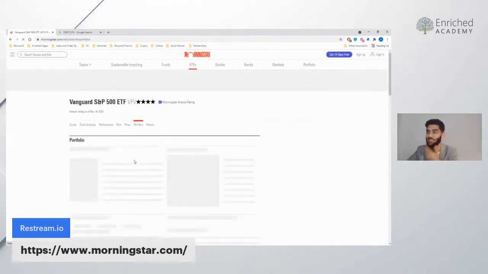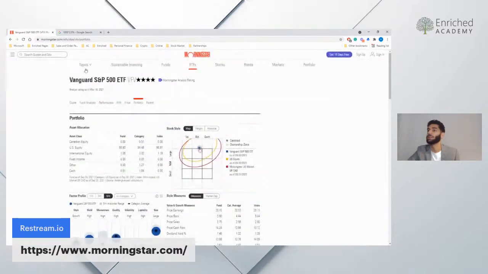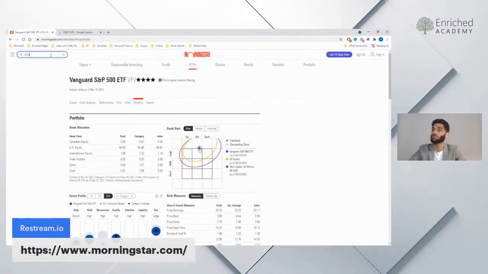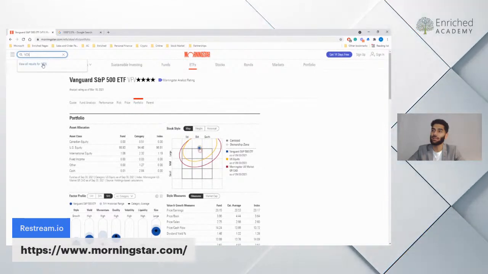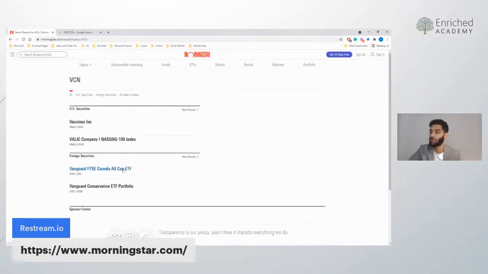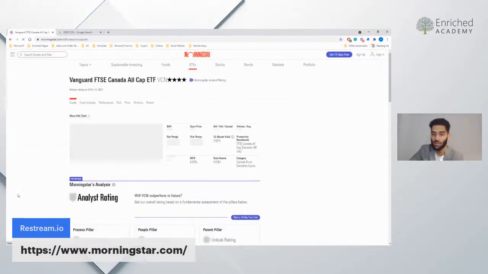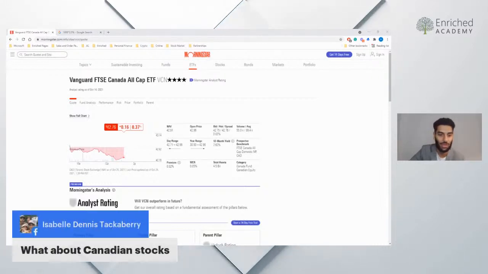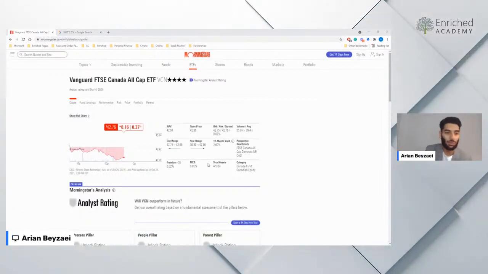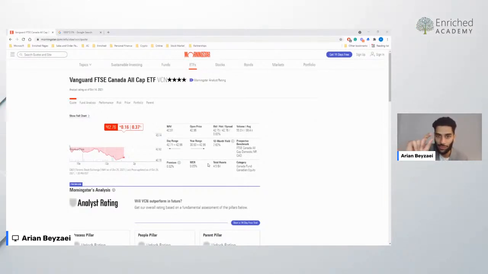I'll show you another one because I did this one yesterday and I saw it. Well, it's very strange. Okay, let's look at VCN. This one is like an ETF for Canada, right? Because a lot of you are thinking, okay, Arian, this is great for the US. What about Canada? Actually, Isabel just asked that. Guys, Canada is a great place to invest your money. The reality is Canada is just such a small market on the world stage. We're this big, we're really really small.